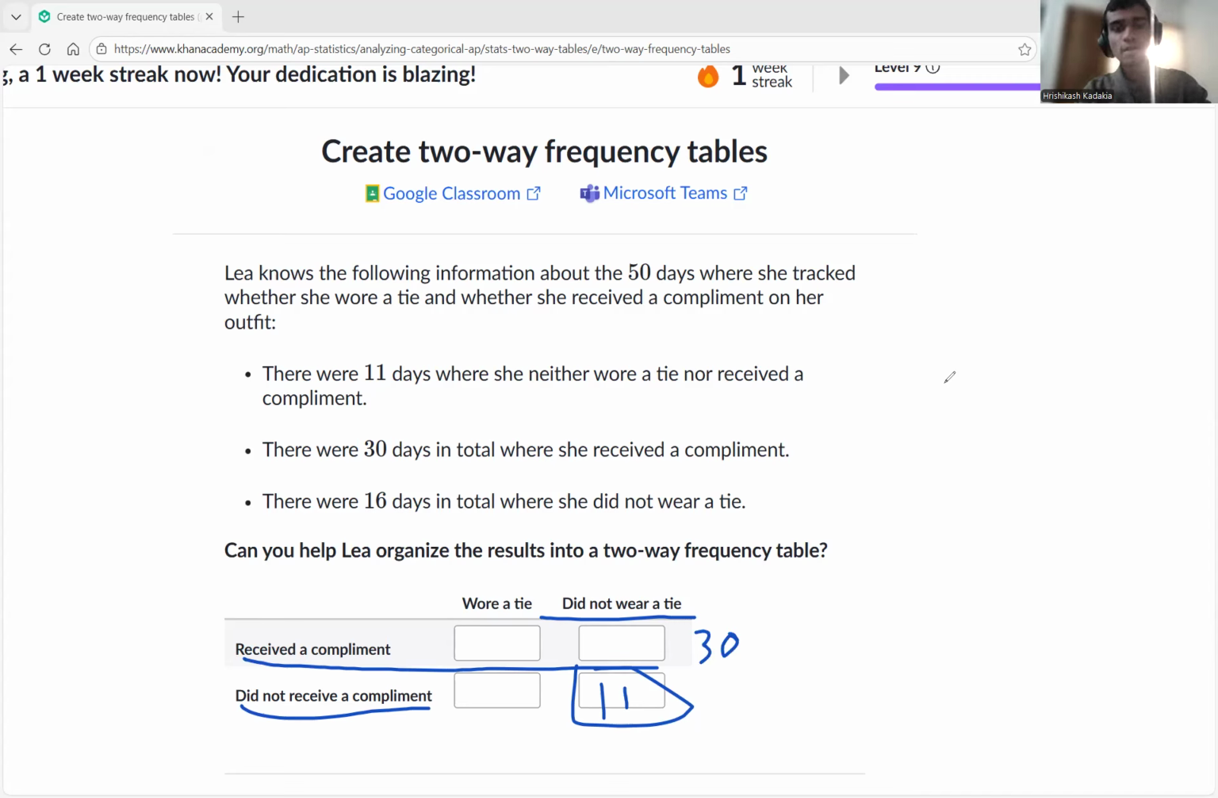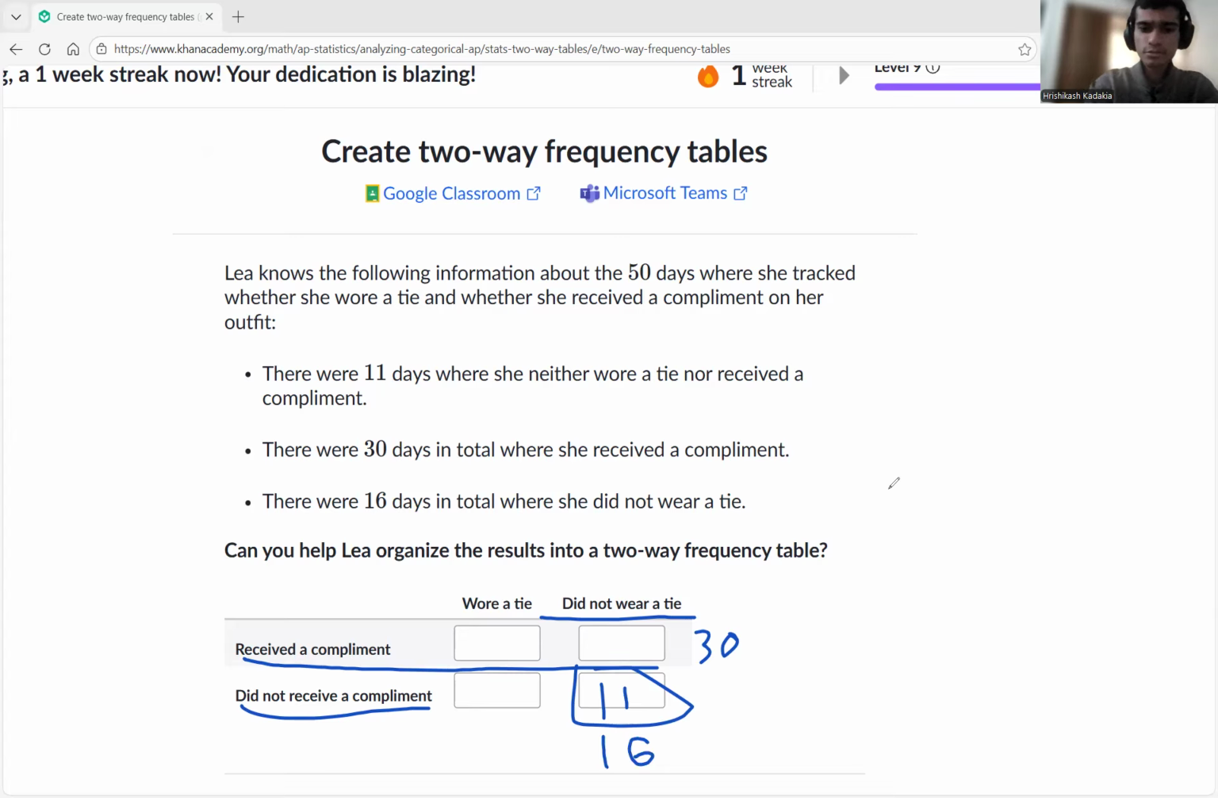Here's the 30. Now, there are 16 days in total where she did not wear a tie. So 16 days where she did not wear a tie. It's basically 16 up here where she did not wear a tie. So that should be 16 in total. Okay, now we have all of this information here.